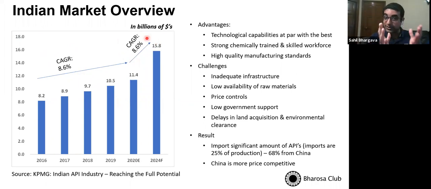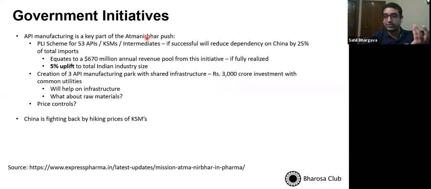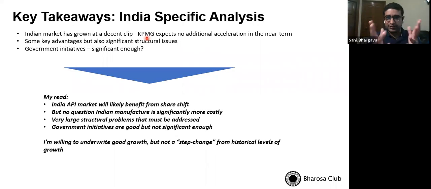So they're not expecting a step change in growth. They're expecting it's still going to grow at the same kind of rate. So that's, again, another thing to think about. There's not evidence that there's going to be the step change. So that's a key takeaway. There are definitely some key advantages to Indian manufacturing, but significant structural issues. And are the government initiatives enough to get us confident on betting on India, getting a lot of share of API? My read personally, after doing this research, is that the Indian market will likely benefit from some share shift.